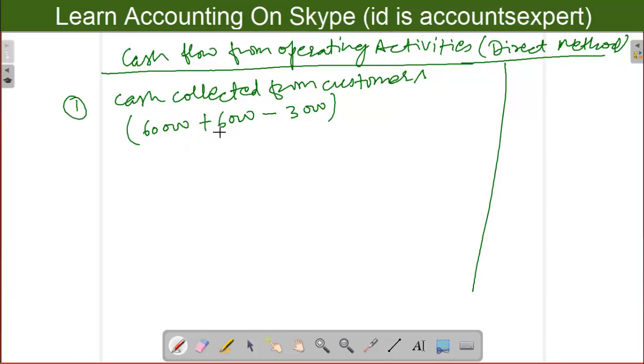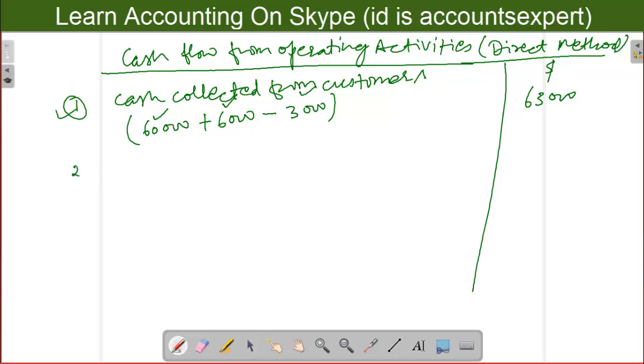So 60 plus 6, 66, 66 minus 3, $63,000. This is instead of sale. We can't take sale because sale consists of credit sale. So that's why in place of sale we are taking cash collected from customers. And to compute this we have to follow one formula: total sale plus opening account receivables minus closing account receivables.